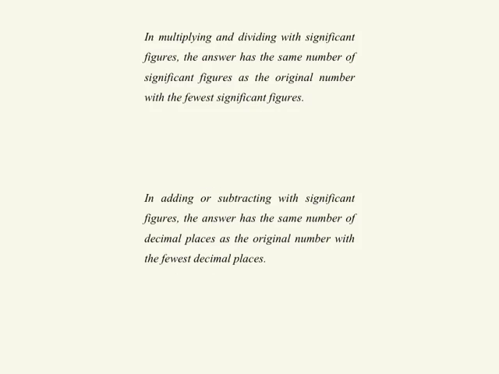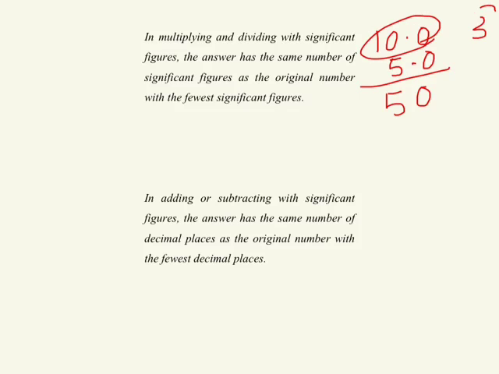How do we apply these significant figure rules in multiplication and division? Let's say you're multiplying 10.0 with 5.0. 10 times 5 is 50. There are 3 significant figures in this number, there are 2 significant figures in this number, and you go by the fewest one. So the answer should have 2 significant figures. To report 50 in 2 significant figures, we have to put a decimal here to make this 0 significant.